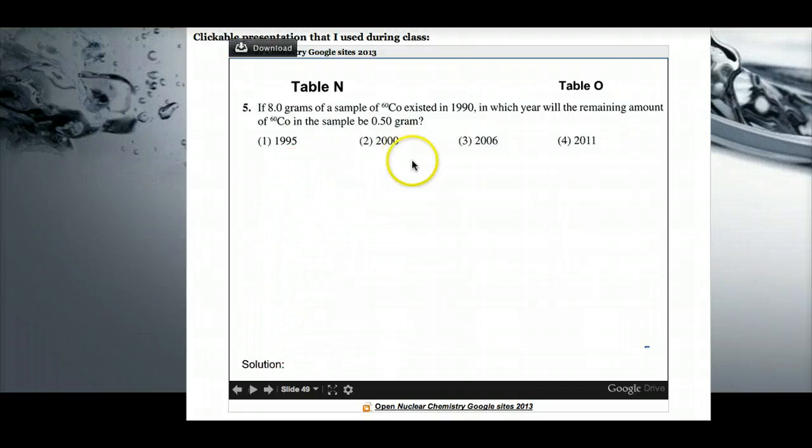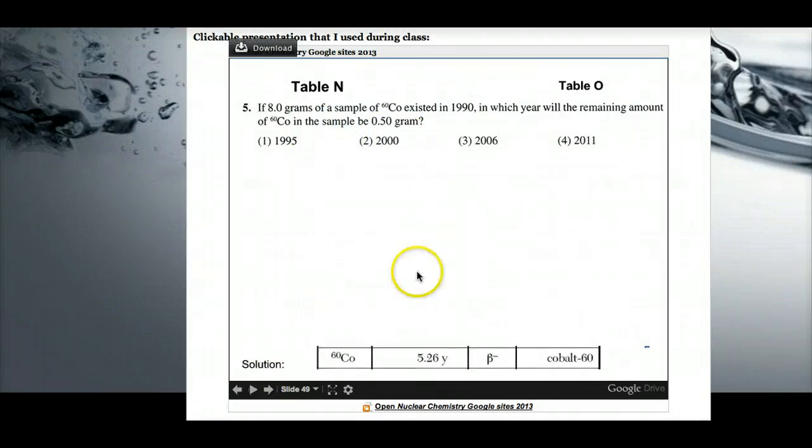So I have 8 grams of a sample of cobalt-60 that existed in 1990. In which year will the remaining amount of the cobalt-60 sample be 0.5 grams? So we're starting with 8 grams and we're going to 0.5. I want to see how many halvings have occurred. So here's what I do. First I look at Table N. Table N tells me that there is a 5.26 year half-life. That's the amount of time for one half-life.